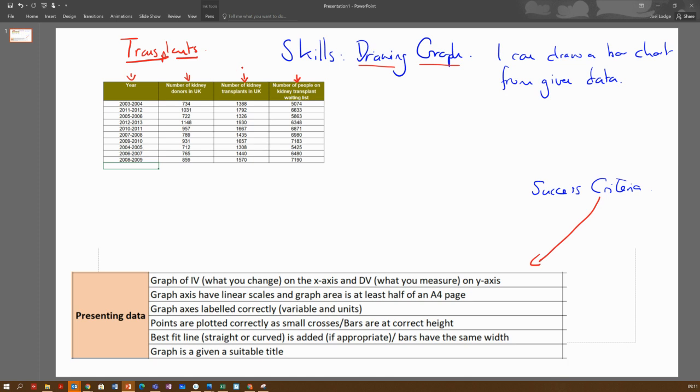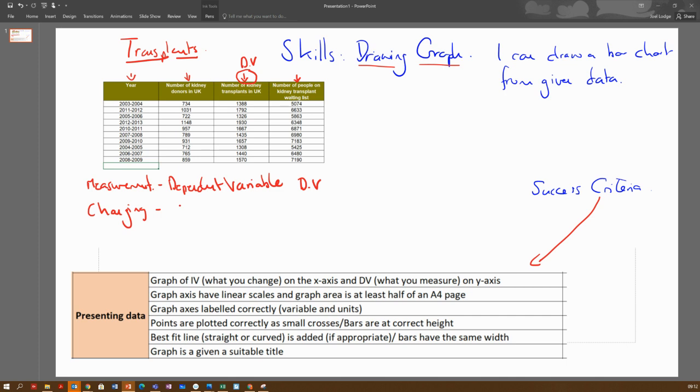Now I suggest that we actually look at this measurement here, right? And we say that it's a measurement because we're measuring the numbers of people that are getting kidney transplants. So the measurement is what we call a dependent variable. And I'm going to shorten that to DV. So this is our dependent variable. That's what we're measuring.